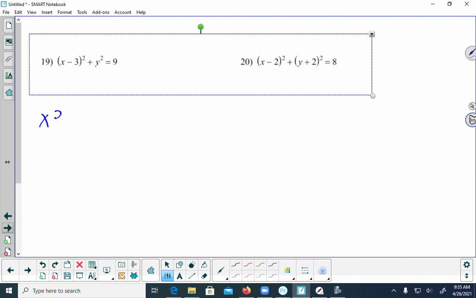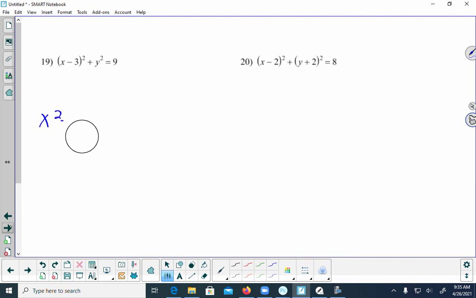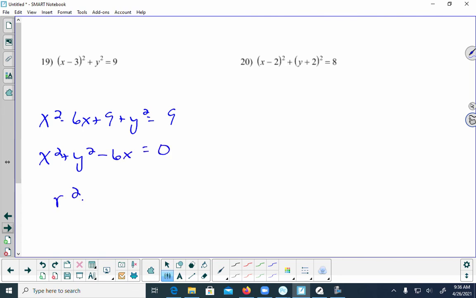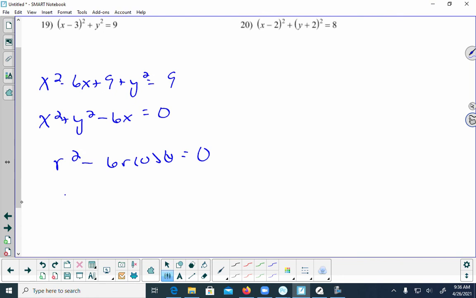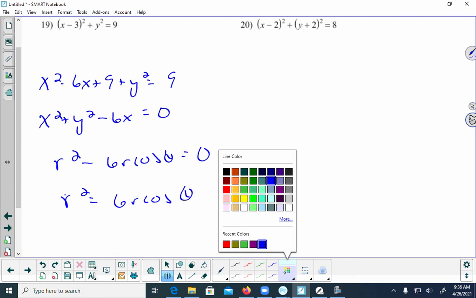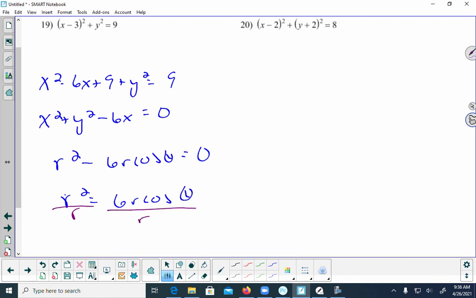Okay, doing the next one, I'm going to do the same thing. I'm going to do x squared minus, oh no, it's minus 6x plus 9 plus y squared is equal to 9. I'm going to write the x squared plus y squared together, minus 6x, subtract 9 from both sides and get 0. So I'm going to have r squared minus 6r cosine theta, replacing with my properties, rules. So I'm going to have r squared is equal to 6r cosine theta. Divide both sides by r, and I'm going to have r is equal to 6 cosine theta.